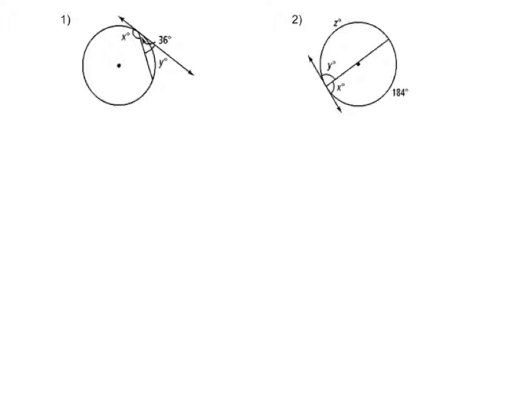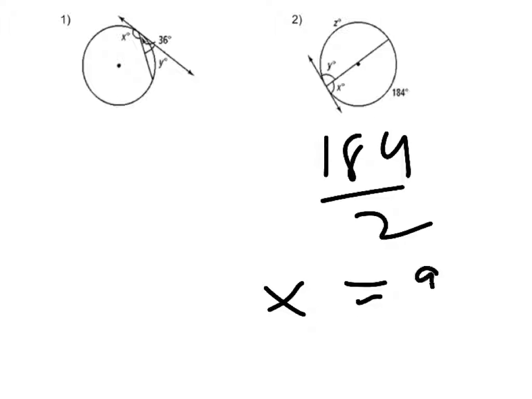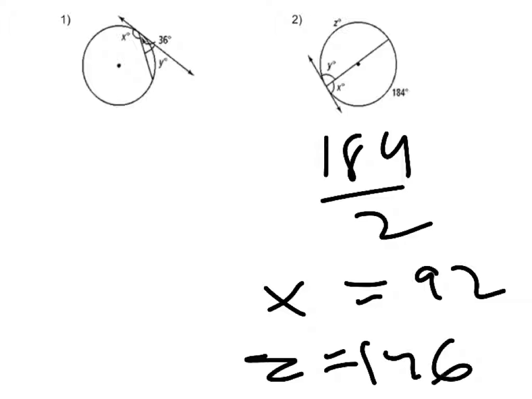The same thing goes for this one. Half of 184 is 92, so x is equal to 92. And for z, 360 minus 184 is going to be equal to 176, and half of 176 is going to be 88, so y is equal to 88.